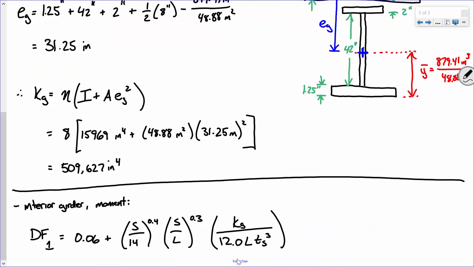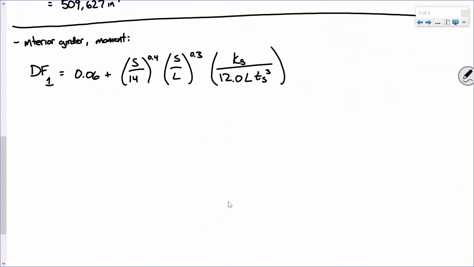They're spelling that out because, for instance, this 12 right here is essentially a unit conversion. This is going to be inches to the fourth, this is going to be inches to the third, and this is in feet. So you multiply it by 12 to get inches. That's where that 12 comes from. All right? So plug and chug.